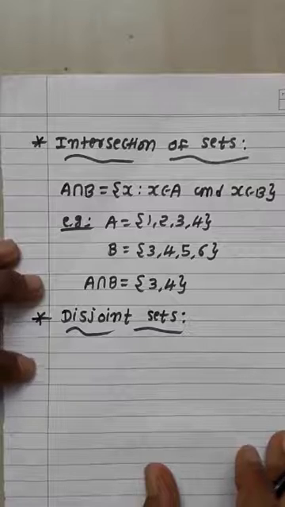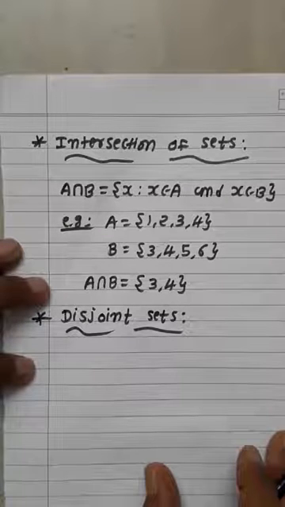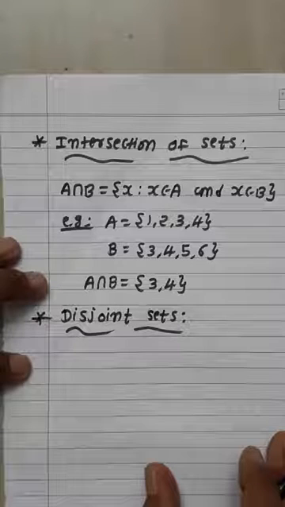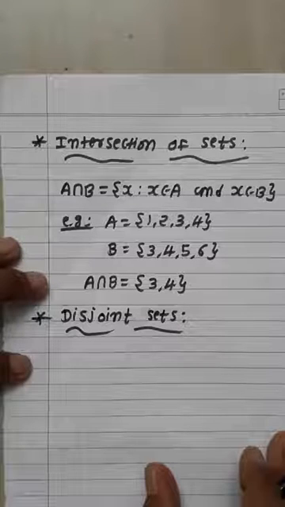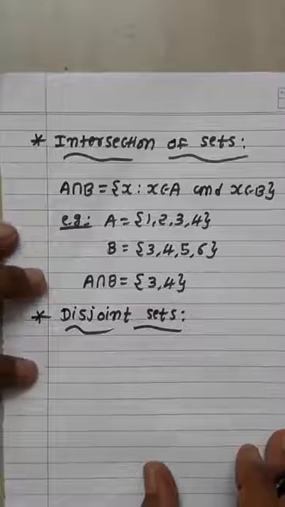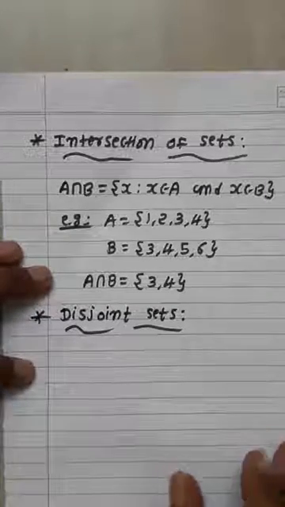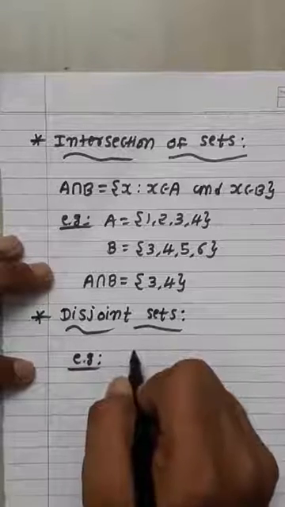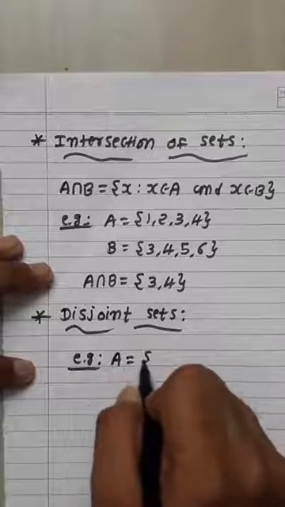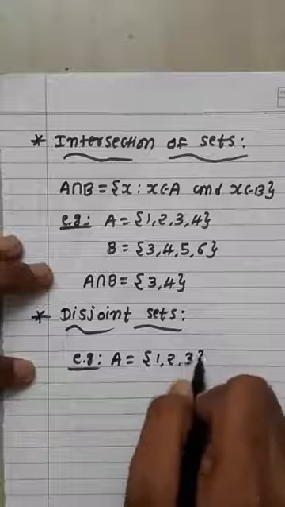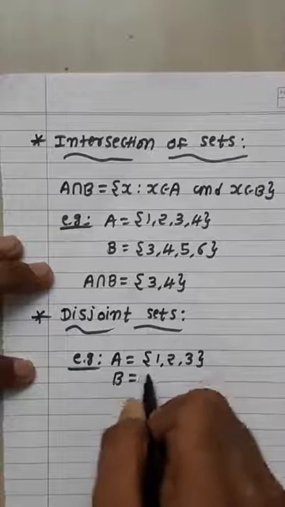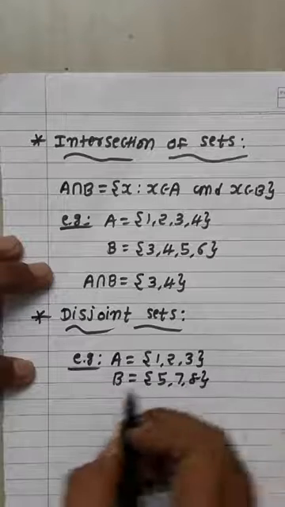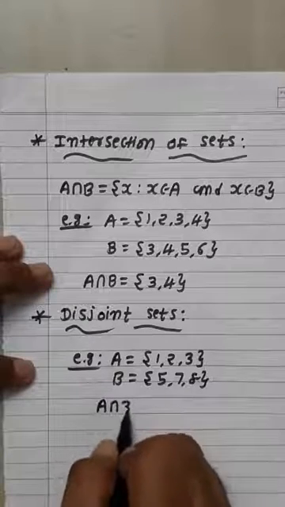Disjoint set, that means once again we can consider two sets A and B, and if they have no common element in both these sets, then we can say that this set is called the disjoint of the set. Suppose A is equal to set of 1, 2 and 3, and B is equal to set of 5, 7 and 8. Now find out intersection of these sets.